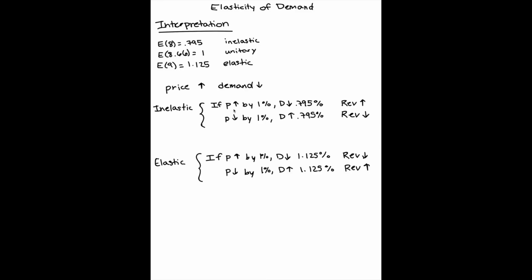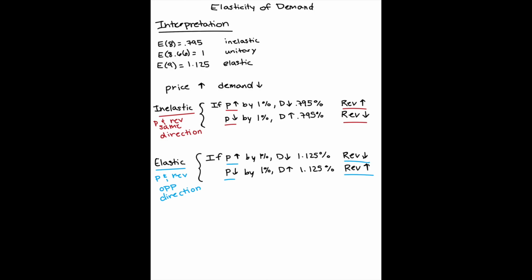The reason why the number 1 is important here is because it tells us whether the demand increase or decrease will offset the price increase or decrease. In summary, in an inelastic interval, price and revenue move in the same direction, but in an elastic interval, price and revenue move in opposite directions.